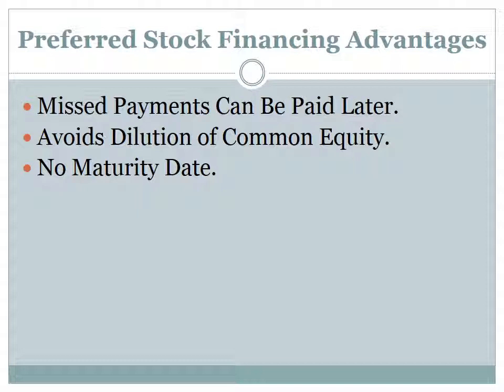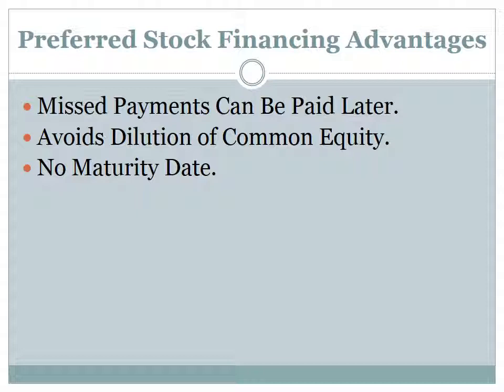So what are the advantages of issuing preferred stock? Well, missed payments can be paid later, right? You're not forced into bankruptcy if you can't pay your dividends, although that sends a negative signal to the market, and it hammers your stock price anyway, so you have to be really careful about that.